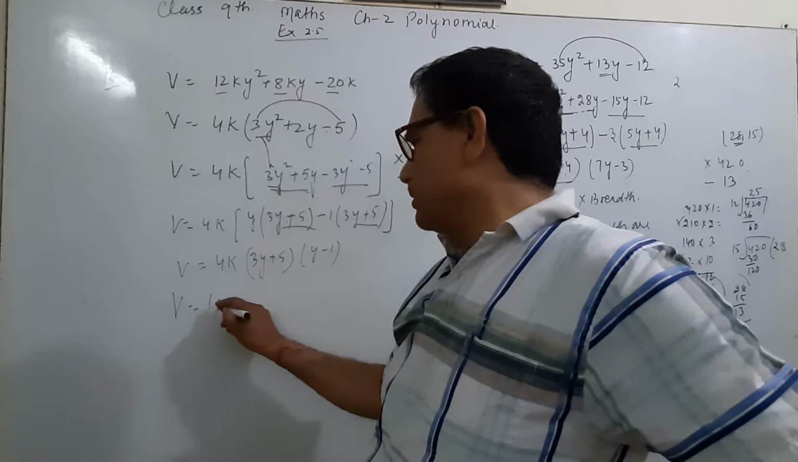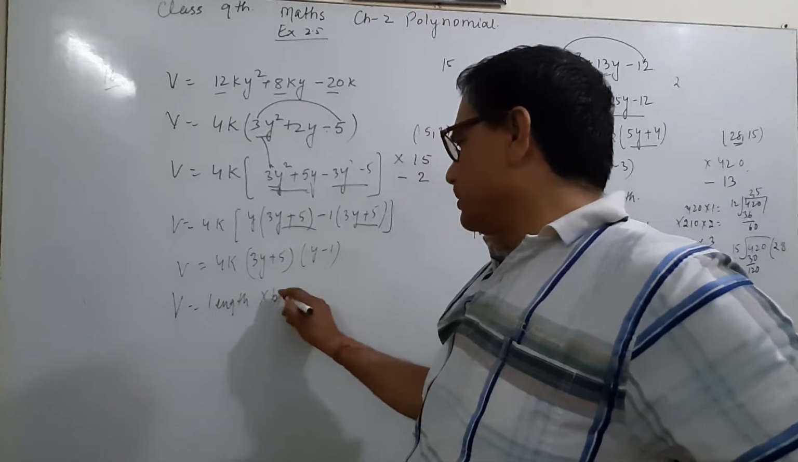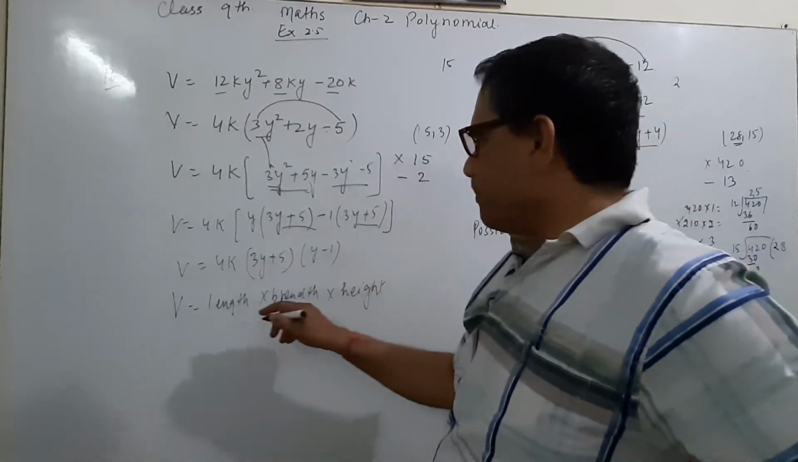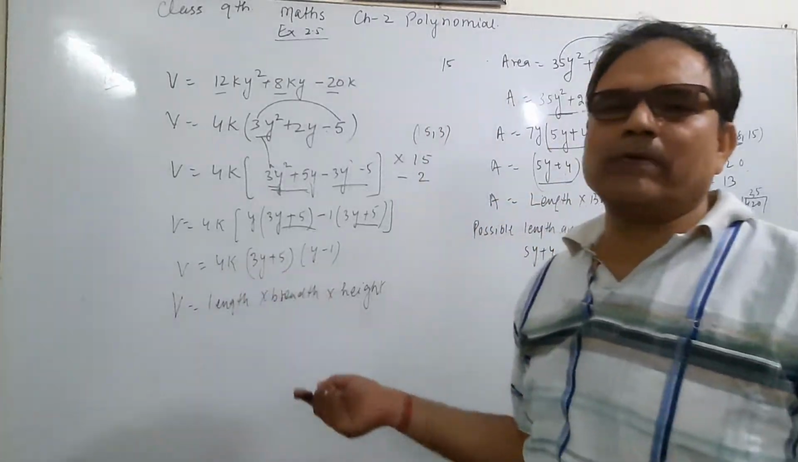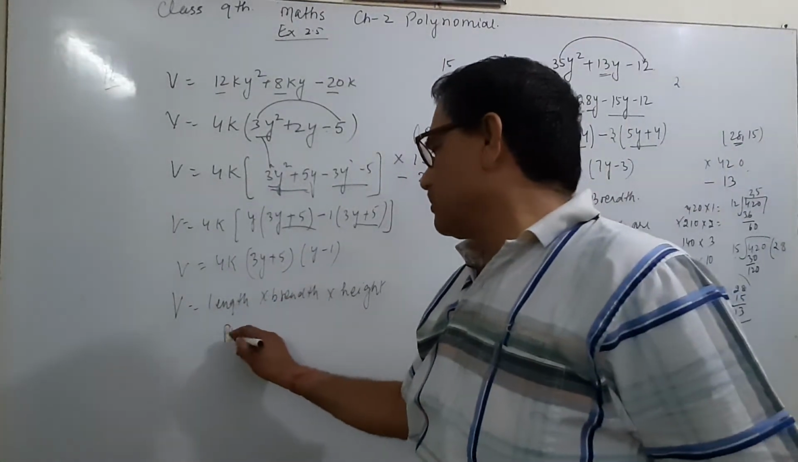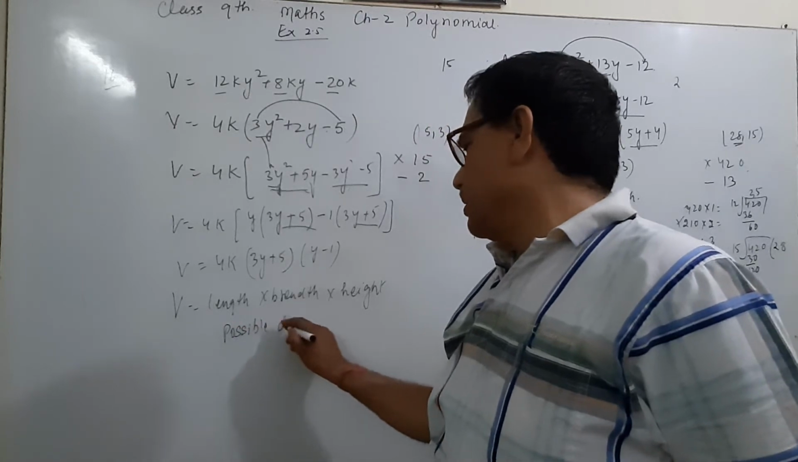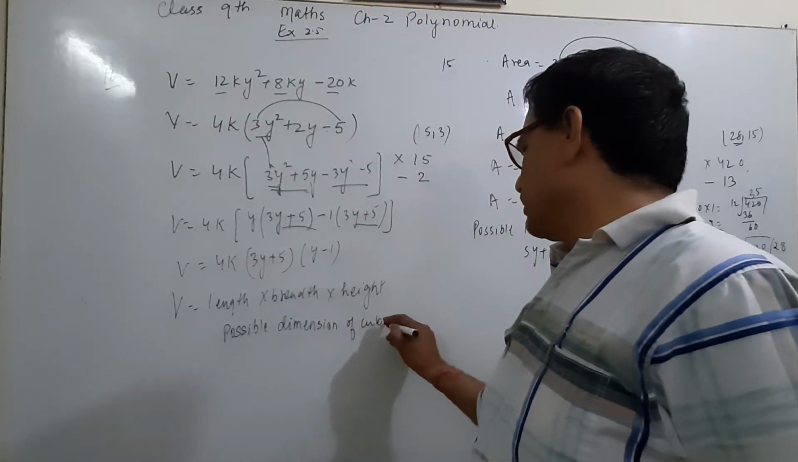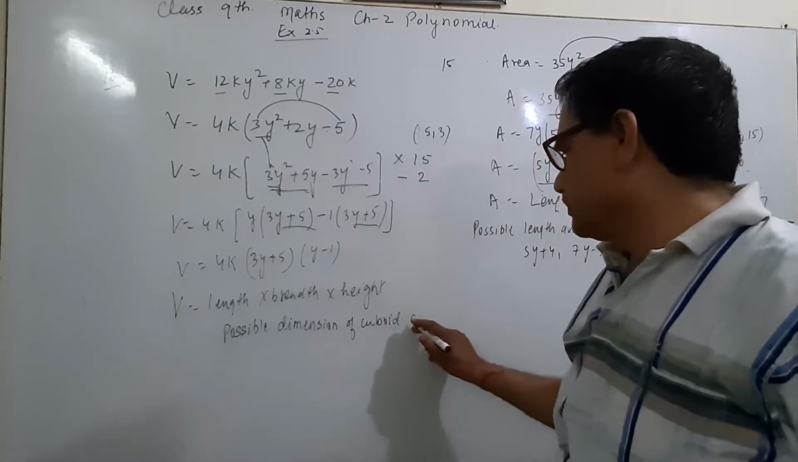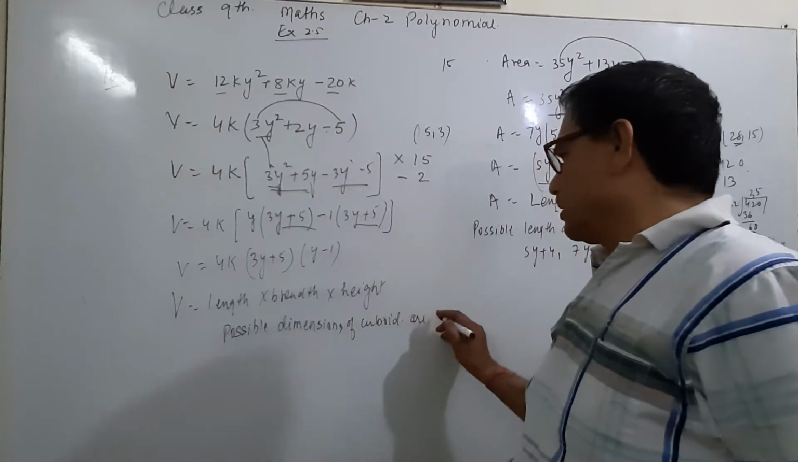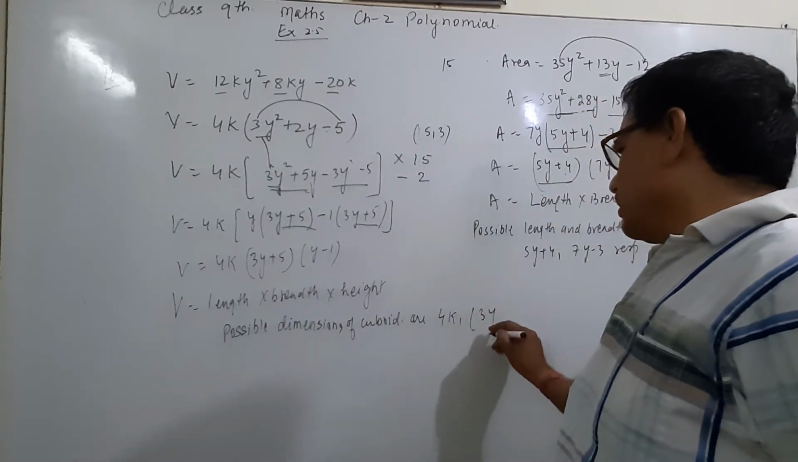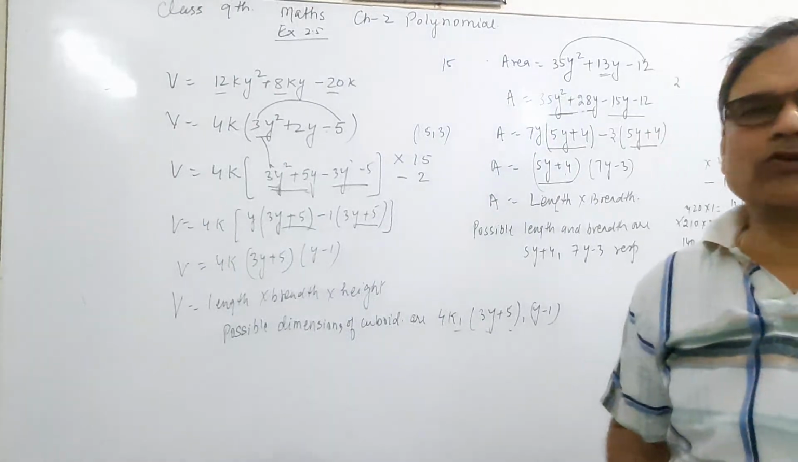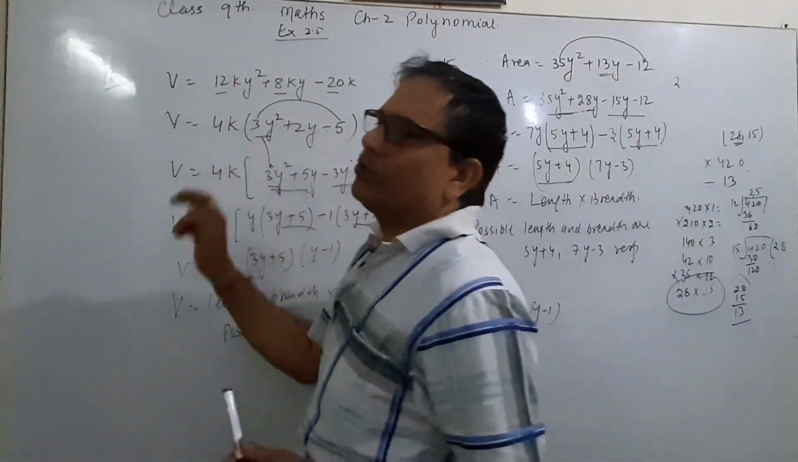And volume is equal to length into breadth into height. By comparing, anyone may be length, anyone may be breadth, anyone may be height. Then the possible dimensions of the cuboid are 4k, 3y plus 5, y minus 1. These are the possible dimensions of a cuboid whose volume is equal to this one.